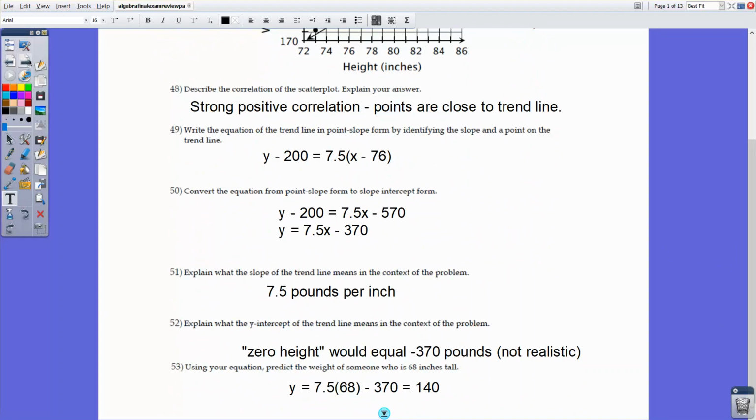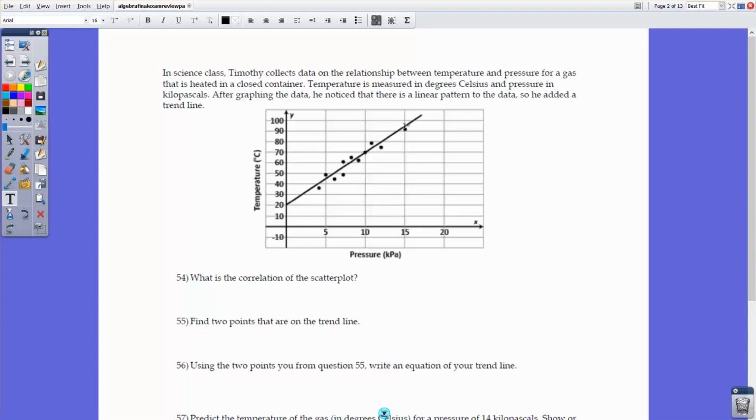Next question. In science class, Timothy collects data on the relationship between temperature and pressure for a gas that is heated in a closed container. Temperature is measured in degrees Celsius and pressure in kilopascals. After graphing the data, he notices there's a linear pattern, so we added a trend line. What is the correlation in the scatter plot? Once again, we have a strong positive correlation due to the fact that the points are close to the line.